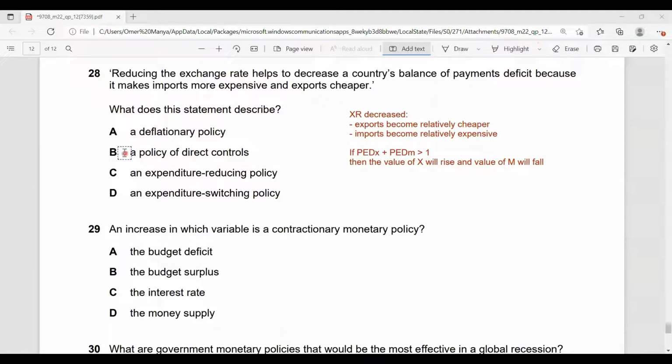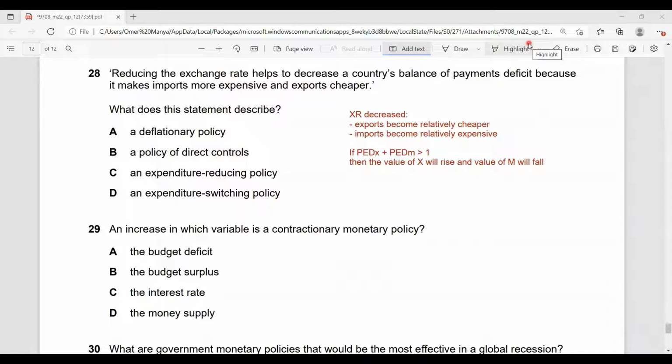Now, let's see what describes this scenario. A deflationary policy, is this reducing prices in the economy? Not necessarily. In fact, if the BOT rises, AD is made up of C, I, G, and X minus M. This could lead to a rise in the net exports, and it actually could end up causing inflation. So A is out.